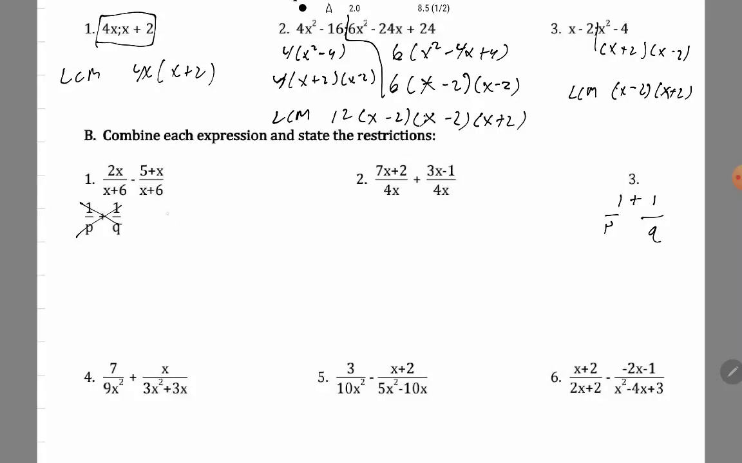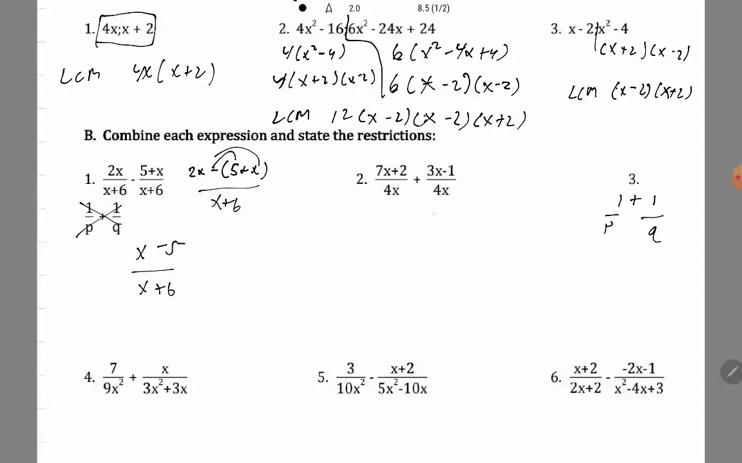Okay. They have the same denominator, so we can subtract like normal. So 2x minus 5 plus x is x minus 5, over x plus 6. So to work it out, that's 2x minus 5 plus x over x plus 6. That gets distributed. Okay. And then you combine them all up.